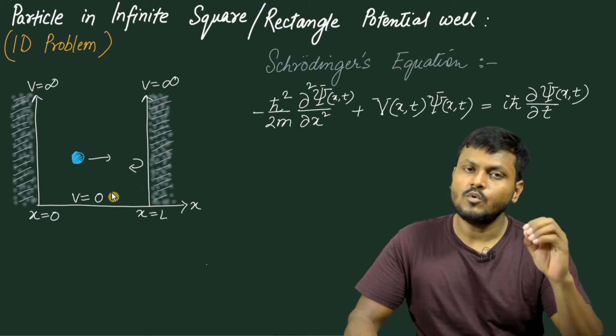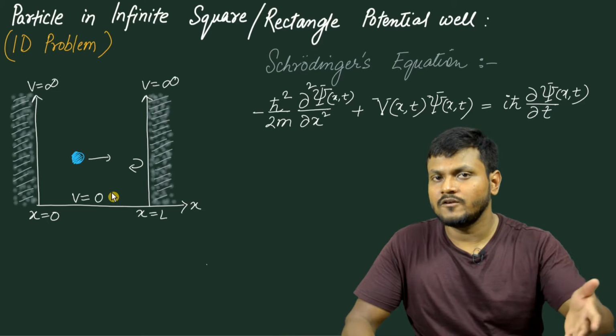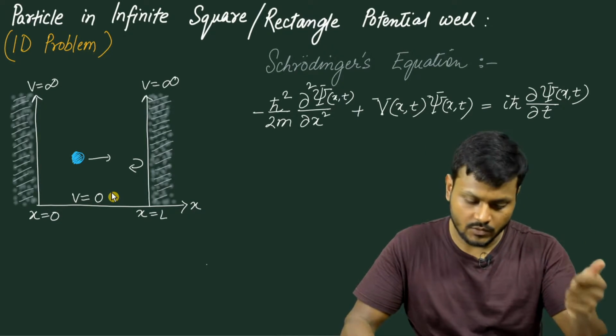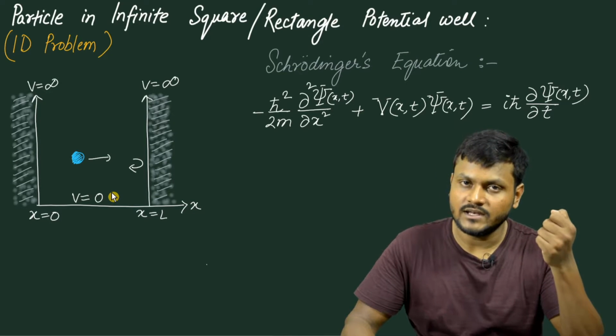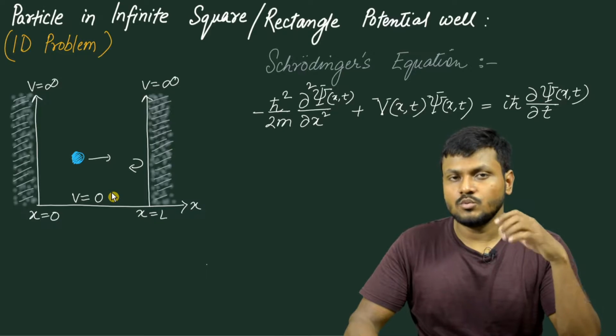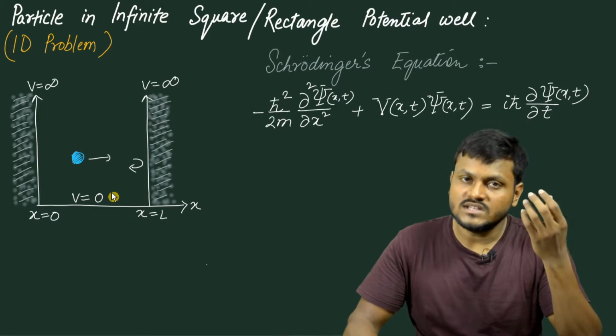This is a very simple problem, and in quantum mechanics, whenever we encounter problems like this, we start with one of the most foundational pillars of quantum mechanics, which is the Schrodinger's equation. So the equation that we have right now on the screen is the general form of the Schrodinger's equation, which is also known as the time-dependent form.